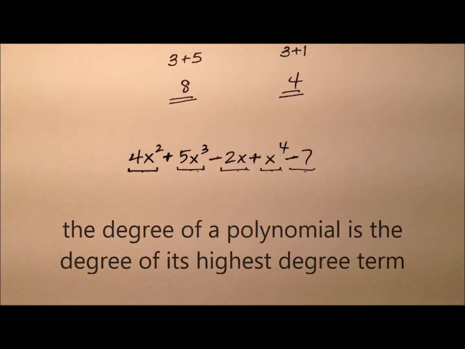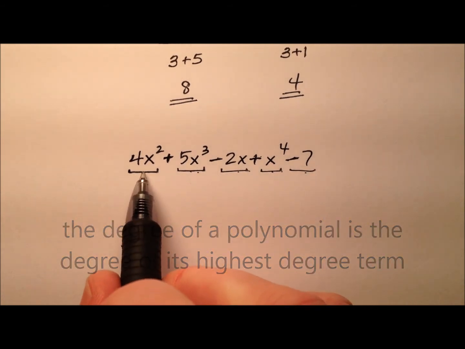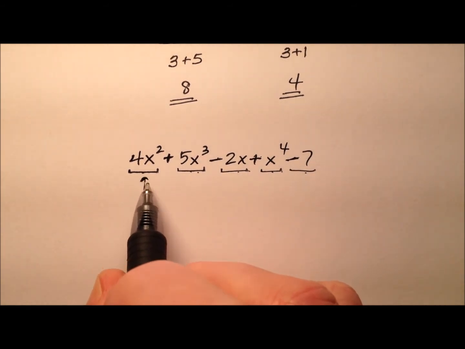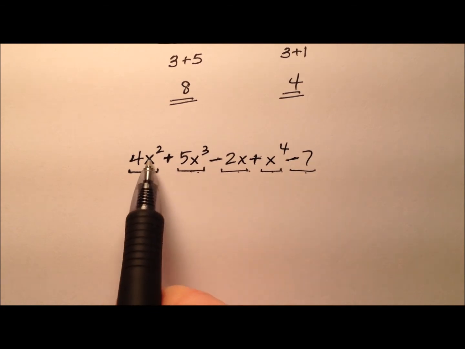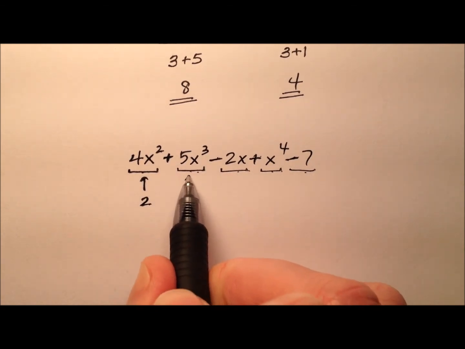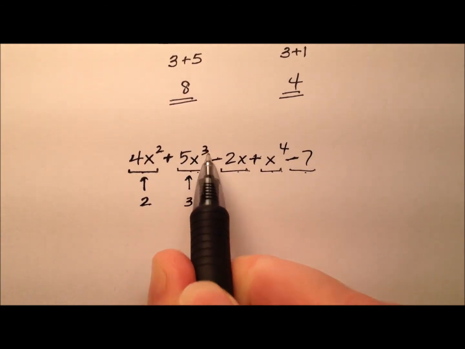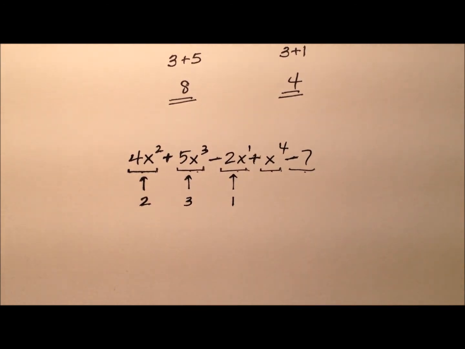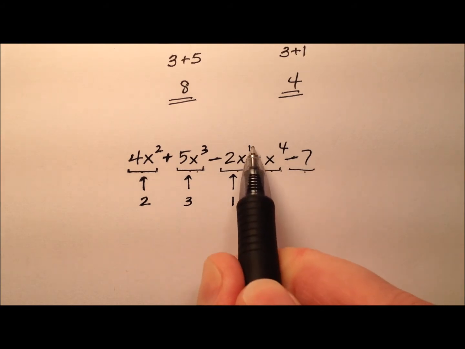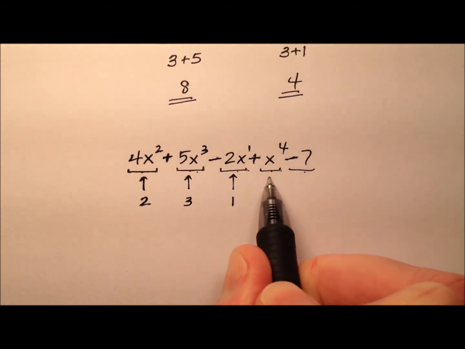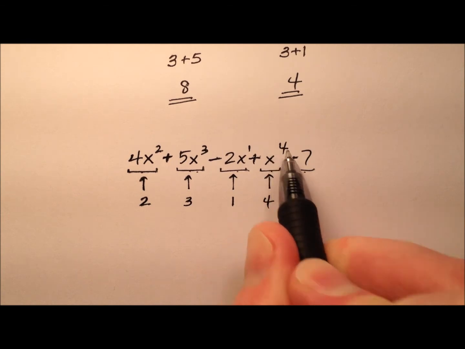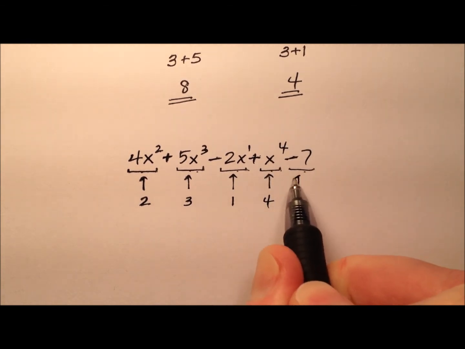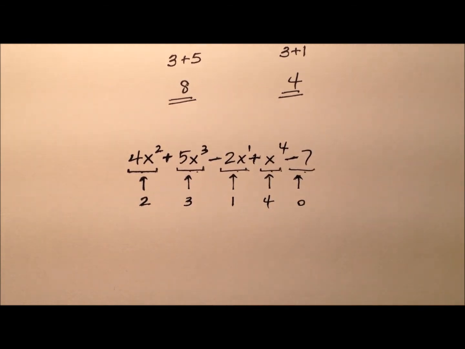Okay, so the degree of a polynomial is going to be the degree of the highest degree term. So we have 5 terms. The degree of this one is 2. We have x squared. The degree of this one is 3 because x cubed. The degree here is 1 because it's x to the first. Remember, when the exponent is not written explicitly, it's understood to be a 1. The degree here is 4 because x to the fourth. And negative 7 is a constant, so its degree is 0.